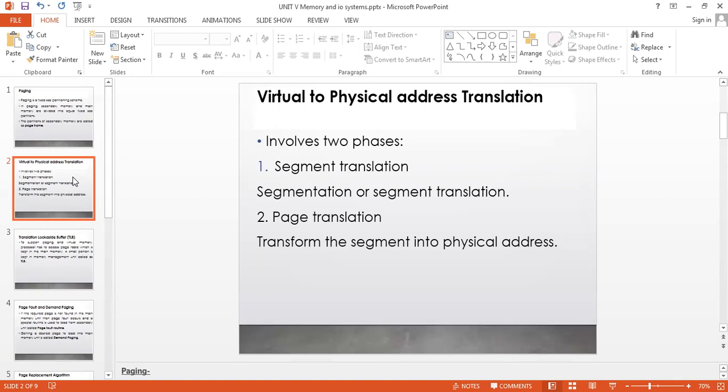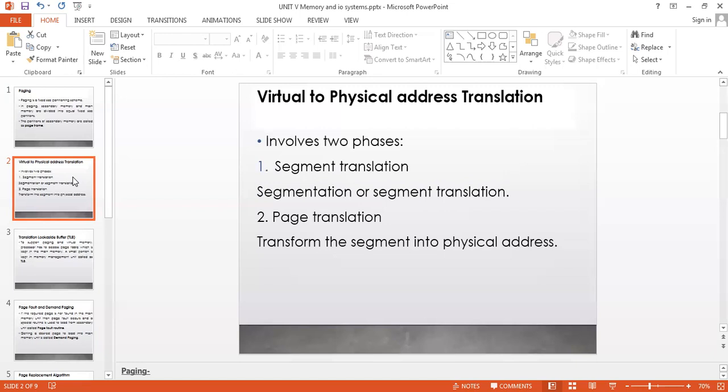So, virtual memory to physical memory translation is very important while we are using the paging concept. In this paging representation, we have to convert the virtual address to a physical address, because the secondary memory data will be taken from the secondary memory and located to the main memory for the execution. So in this representation, we have two phases. One is segment translation, another one is page translation.